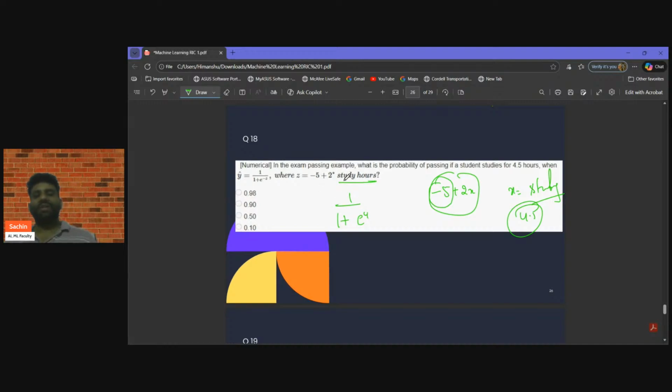Now, what is going to be the probability of passing? You can find it out with this one. Very simple. You have the calculator, do it up, you'll get the answer. Okay, so I hope the idea is clear.